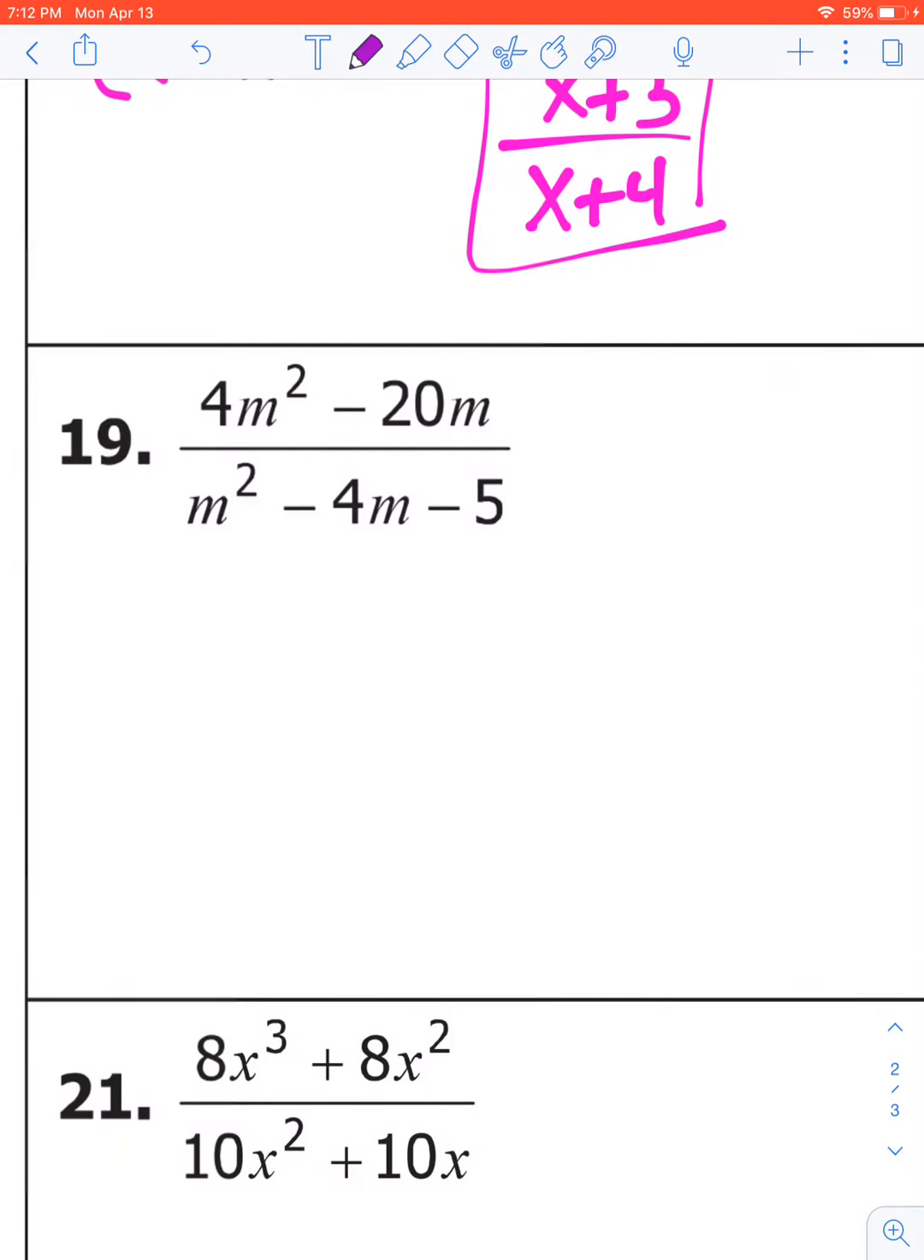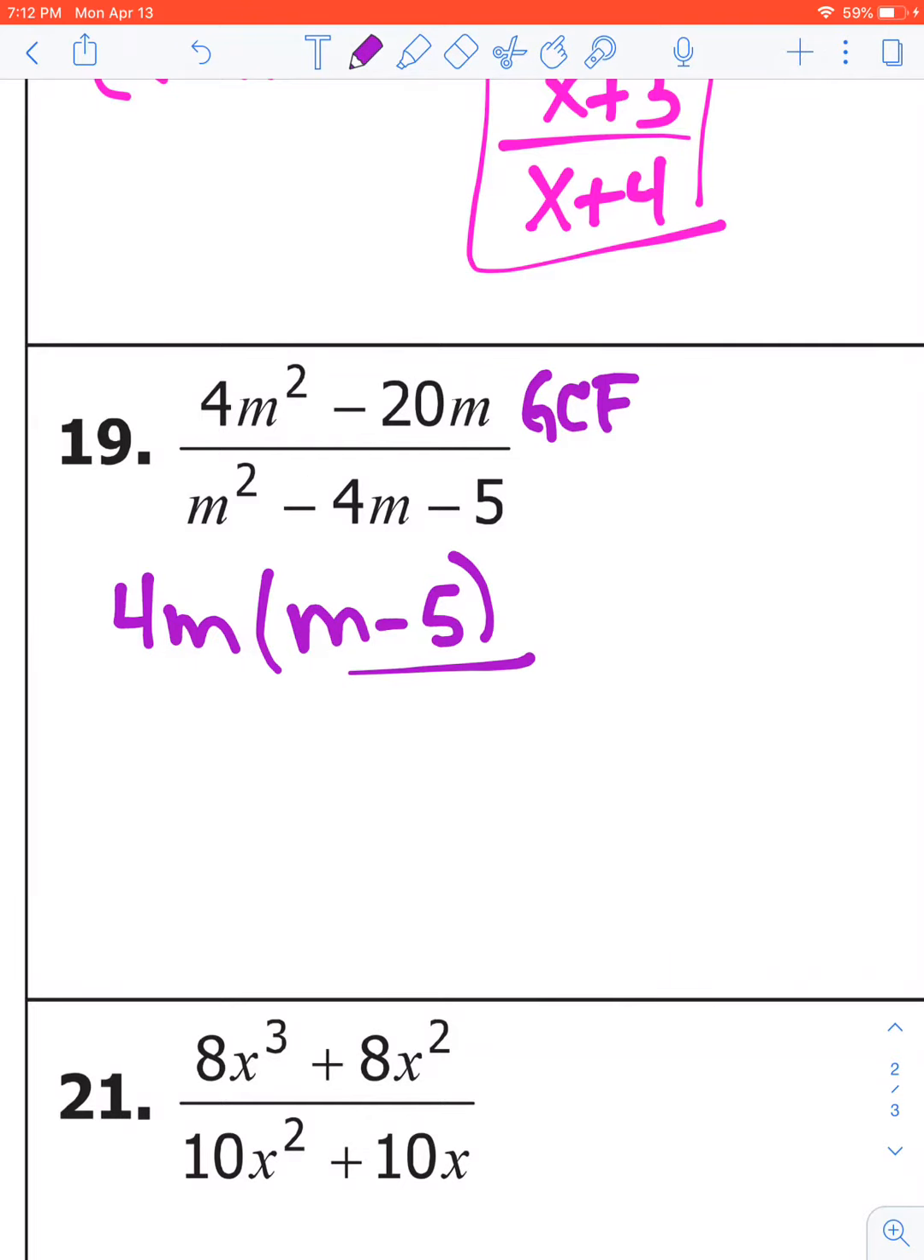All right, here we go. The numerator is still GCF factoring, but it is with a little bit of a twist. All of our GCF examples up to now just pulled out a number. But in this problem, not only can we pull out a 4, we can pull out an m as well. So I am left with 4m times m minus 5 on the top. Remember, you can distribute back to make sure you get what you started with. That is the beauty of factoring.